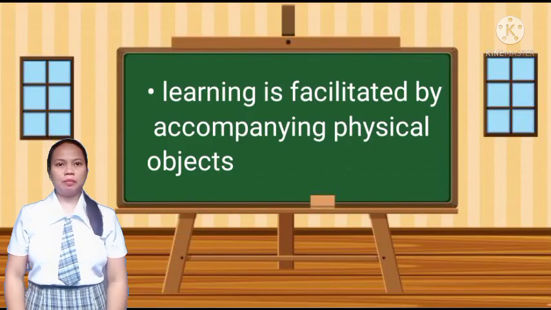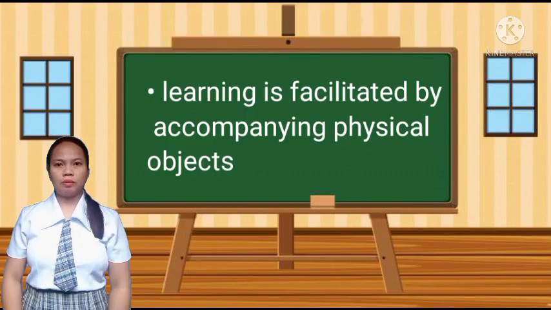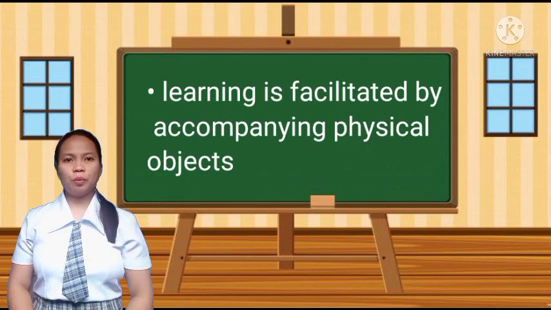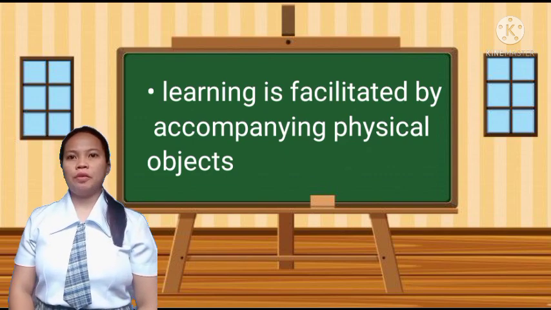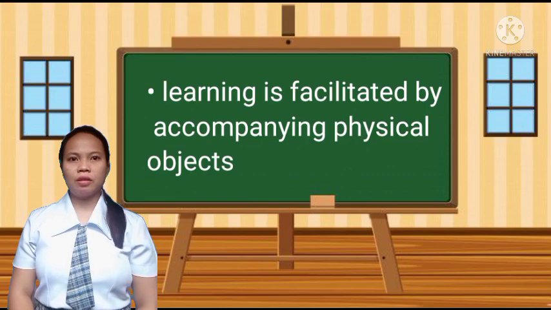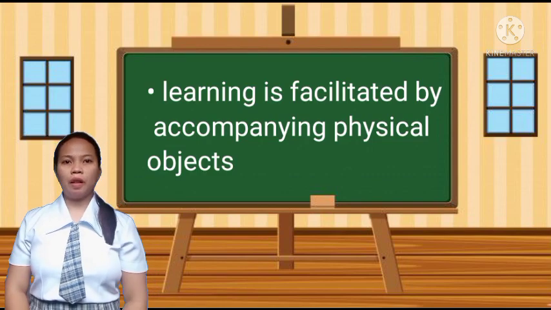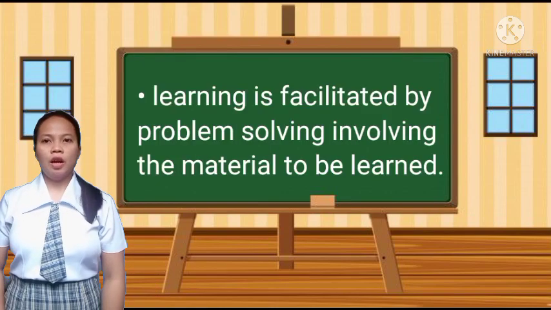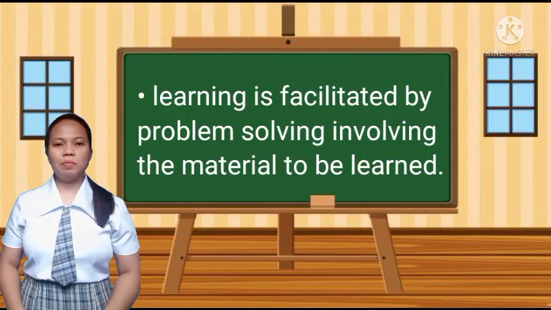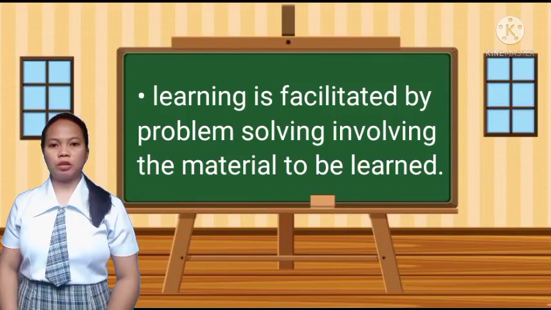Learning is facilitated by accompanying physical objects. The silent way uses colorful charts and rods of varying lengths. They are used to introduce vocabulary and syntax. Learning is facilitated by problem solving involving the material to be learned.